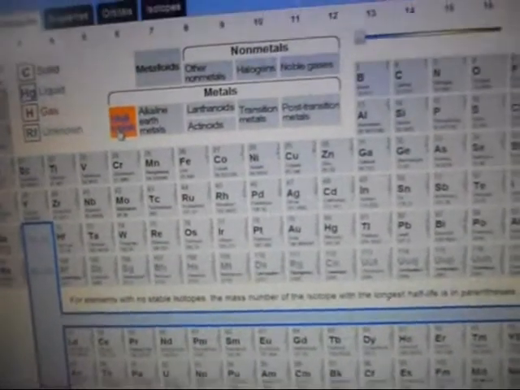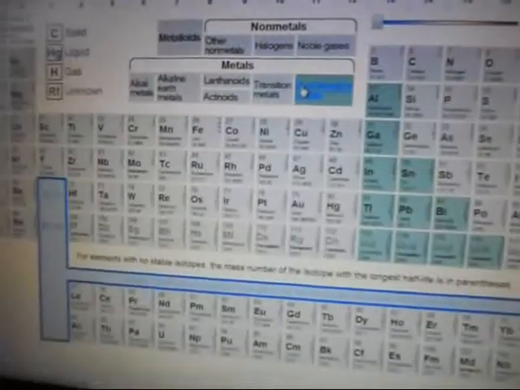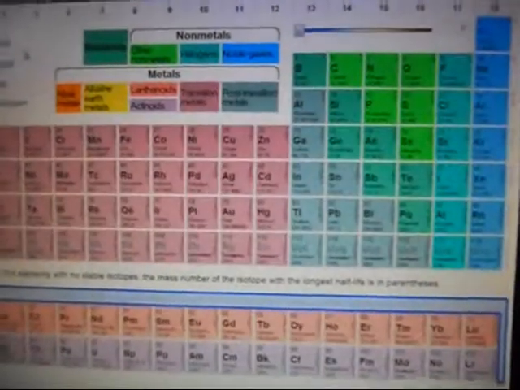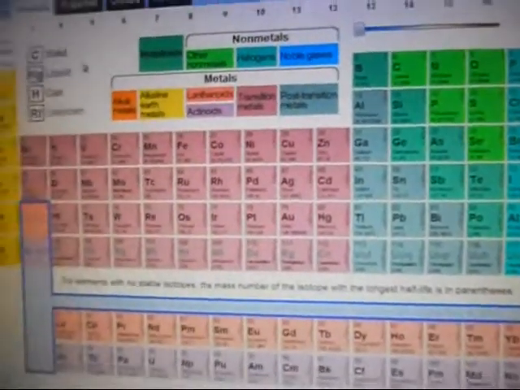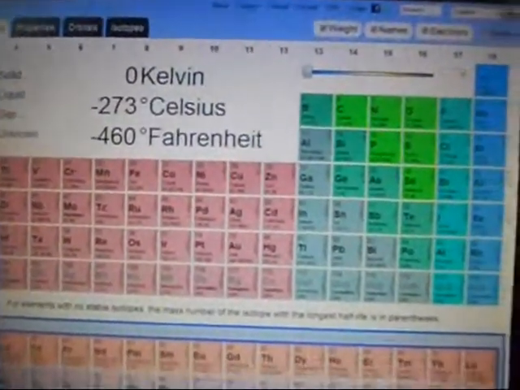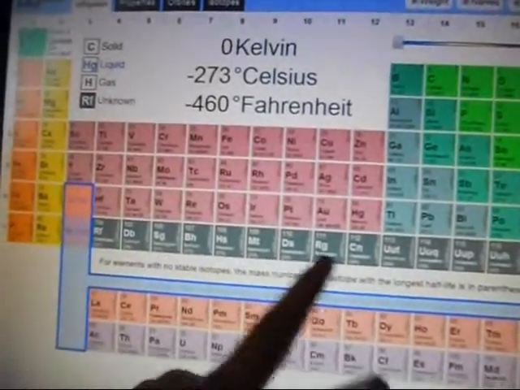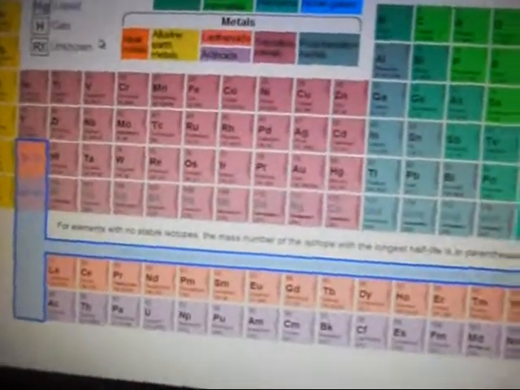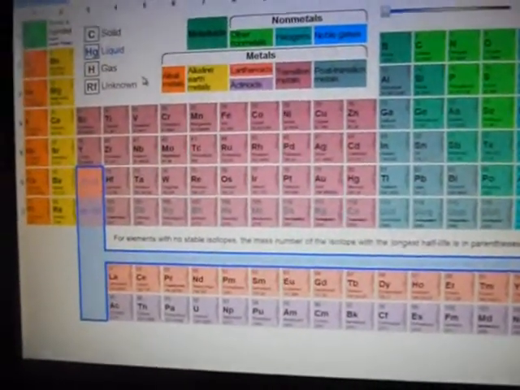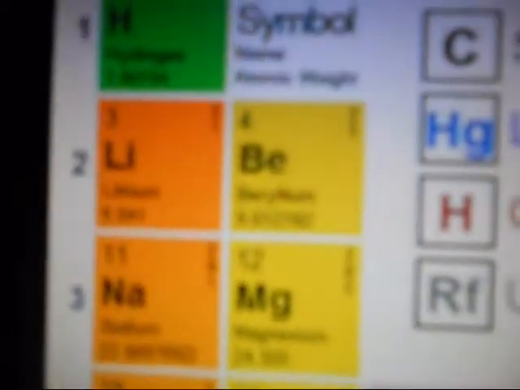Some metals are alkali metals, alkaline earth metals, transition metals, and post-transition metals, and they could be identified as solids, which is these, liquids, which is the He, and gases, and the gray ones are unknown. There are many ways to identify them. To identify an element, it's the atomic number, the symbol, the name, and the average atomic mass.